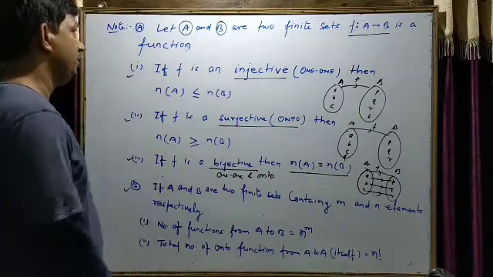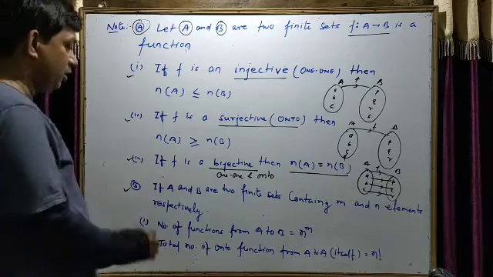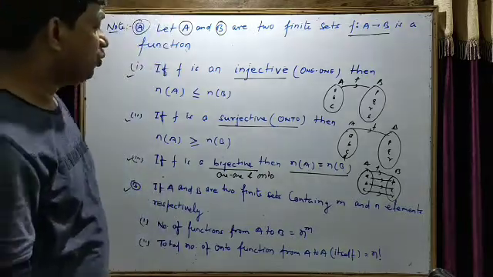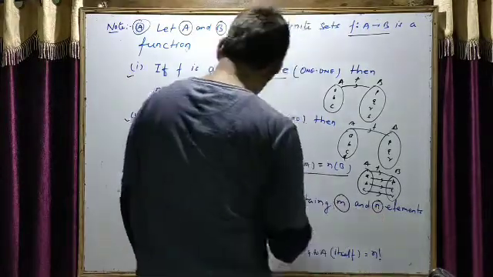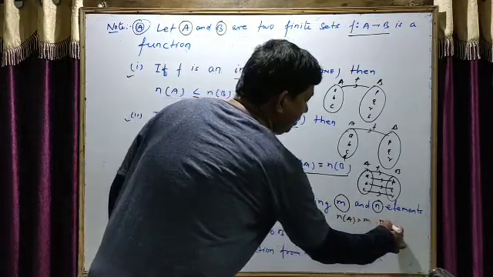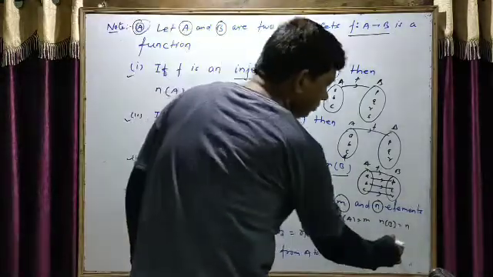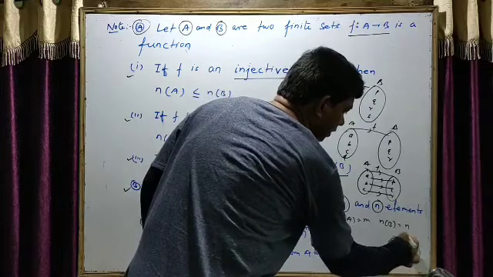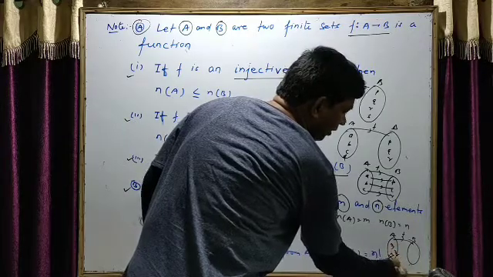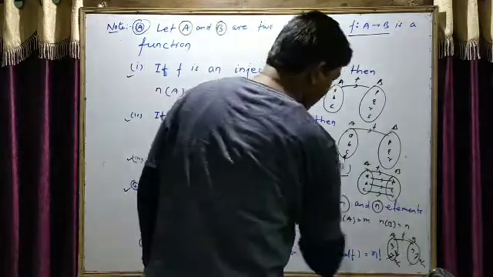Next, on this point we have three points. Here I have written 2. Now you see, if A and B are two finite sets containing m and n elements respectively, means the number of elements in set A is m, and the number of elements in set B is n, then the number of functions from A to B, where f is a rule, this set containing m elements and this set containing n elements, is what? n to the power m.